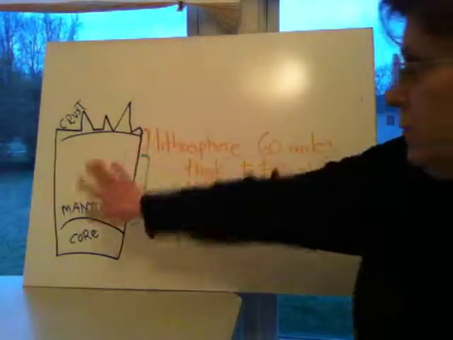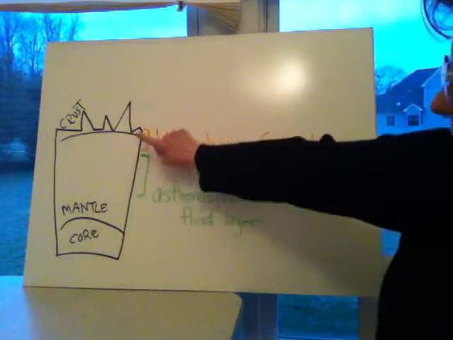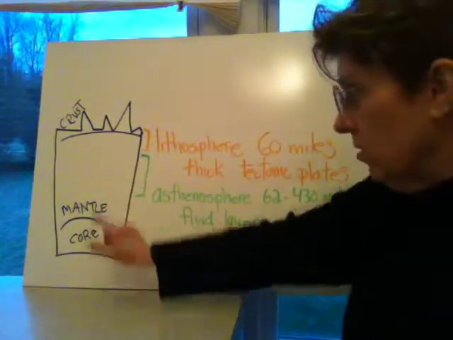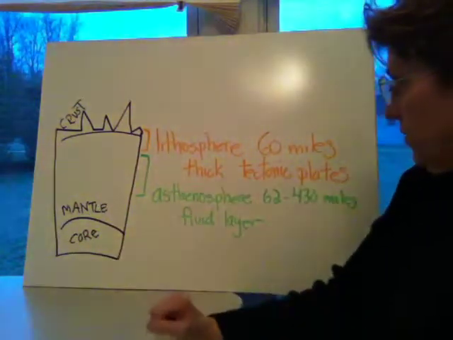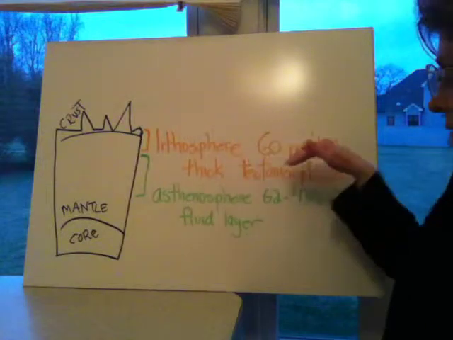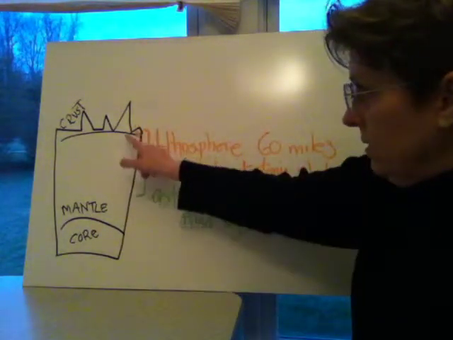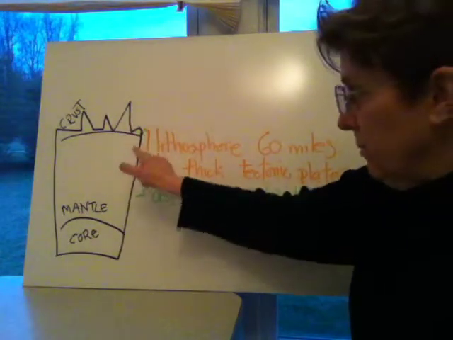So here we have a little visual of the Earth's crust, little mountains on top here. Then we go down and we have the mantle, which is about 2,000 miles thick. It's the largest, thickest layer of the Earth. Then we have the core on the center of the Earth. So again, the lithosphere is 60 miles thick and consists of tectonic plates. It's the top portion of the crust, it's the crust plus the top portion of the mantle.